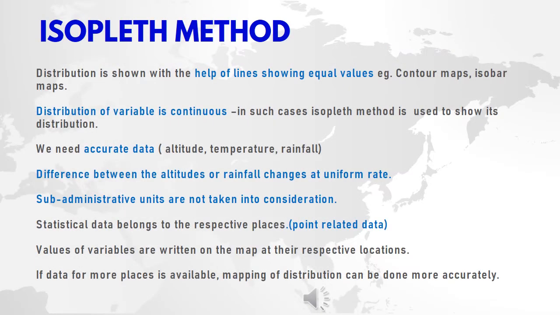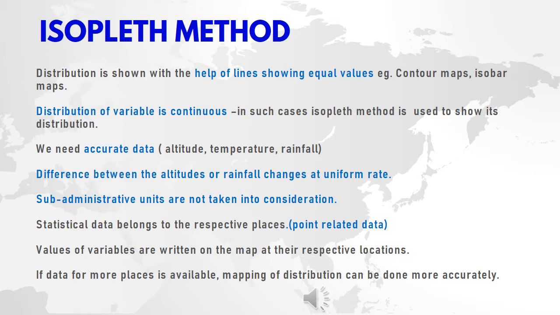The third method mentioned is the isoplet method. Now, in this case, the distribution is shown with the help of lines showing equal values. Earlier, you have seen contour maps and isobar maps. In such cases where the distribution of the variable is continuous, we use the isoplet method. For example, altitude, temperature, rainfall.